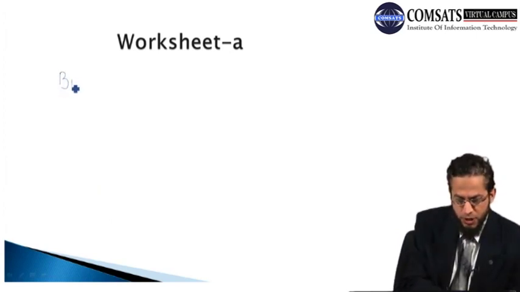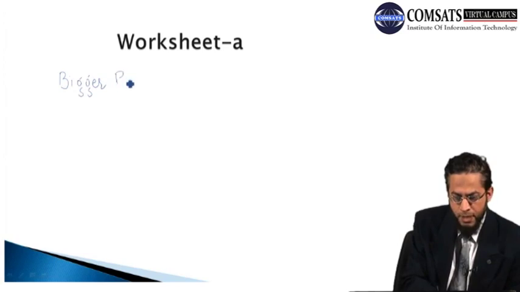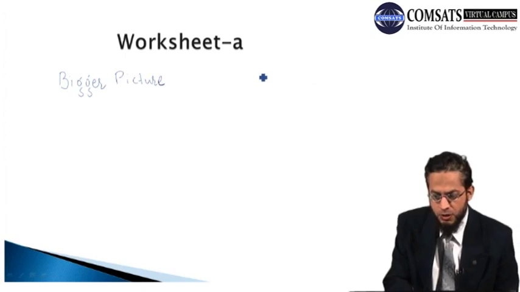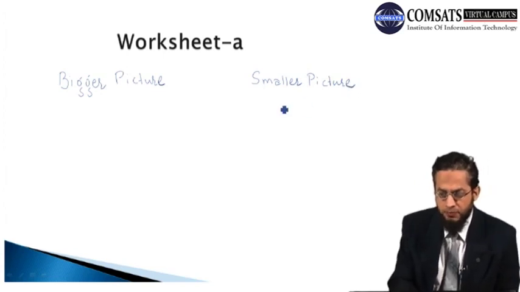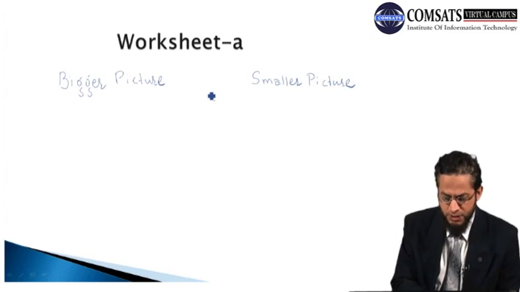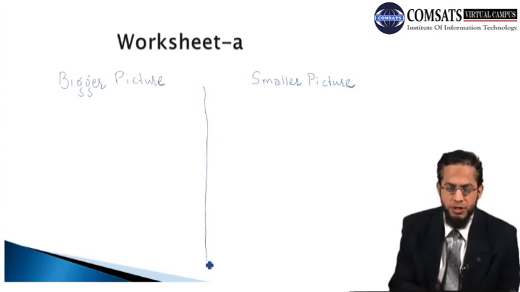So basically we make two columns. One is named bigger picture, and the other one is named smaller picture. By doing that, we are going to identify the details given in the case under these two categories. So now we draw a line here as well, just to differentiate them.